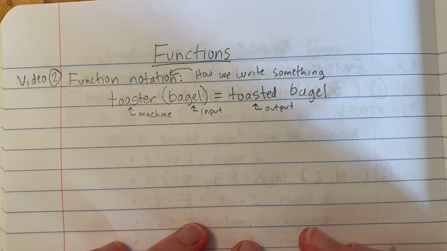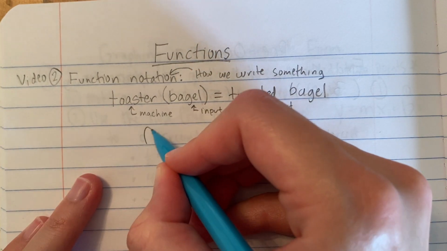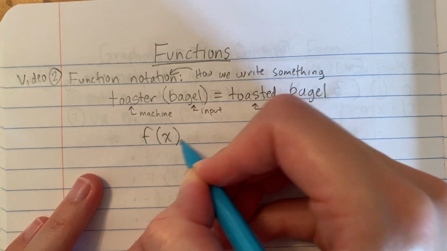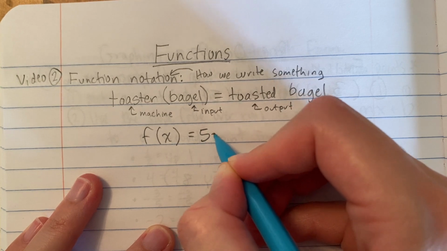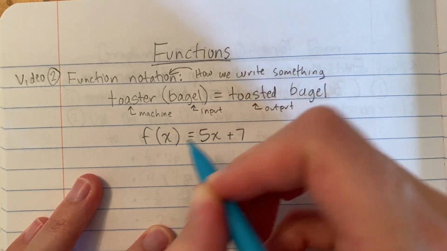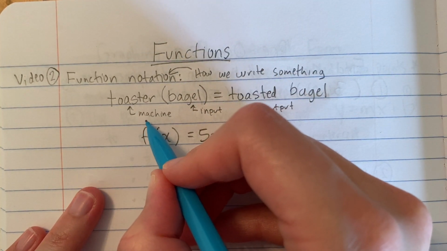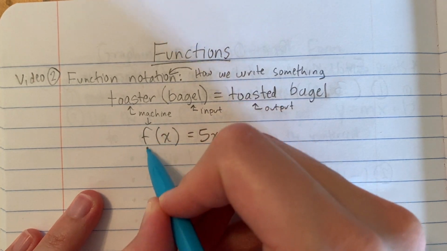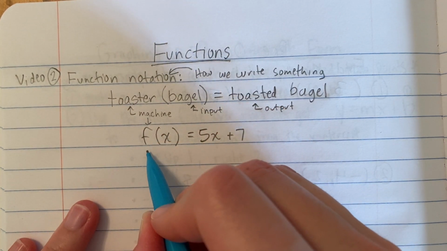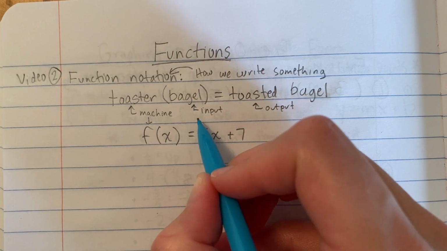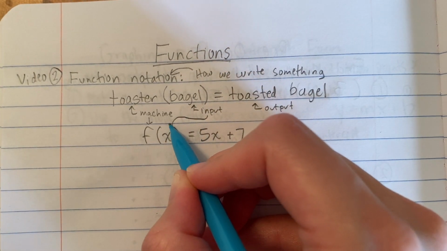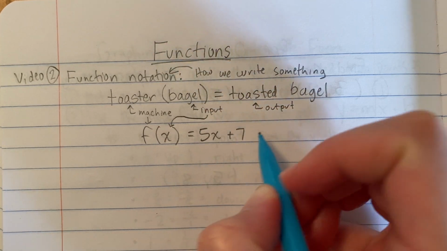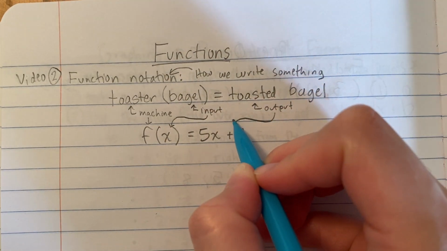So in math, it looks like this. And it's exactly the same. Okay, we name functions. So in this case, this is the machine. So this function is called f. This is the f function. Okay, and then the input is the x, and x is always the input. And then the output is that something happens to x.